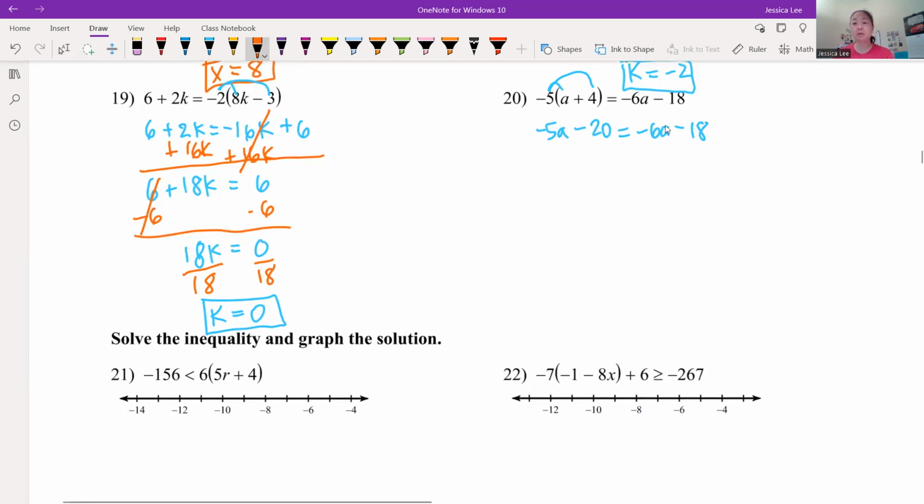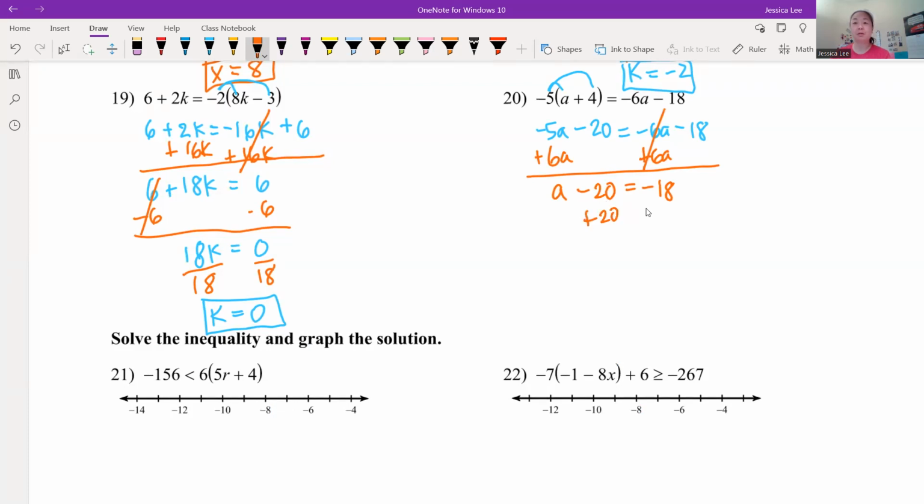I'm going to add 6a on both sides. So add 6a on both sides, and you get -5a plus 6a is going to be just a. So you can say 1a, but we know that 1a is just the same thing as a. -20 is equal to -18. Look, it's now a one-step equation.